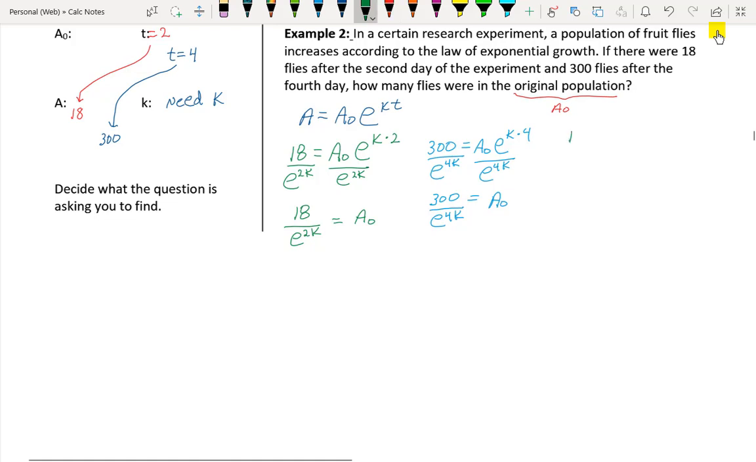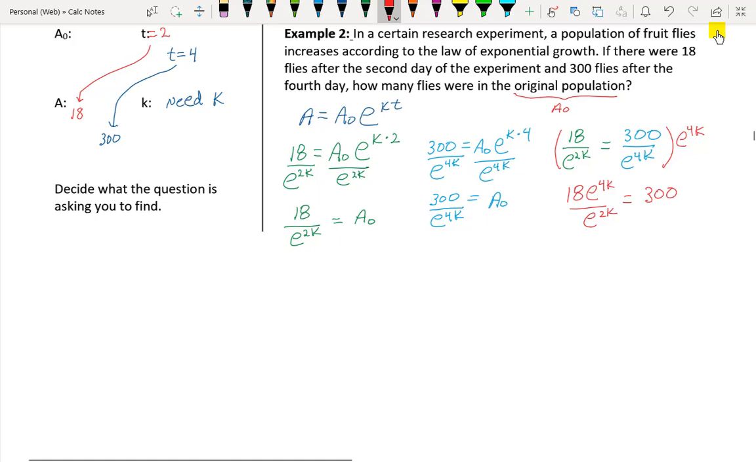So I'm going to take 18 over e to the 2k, and I'm going to set it equal to 300 over e to the 4k. Now, in order for me to solve for k, I've got to get the k's on one side, so I'm going to multiply both sides by e to the 4k. So that's going to give me 18 e to the 4k over e to the 2k equals 300. I can go ahead and divide both sides by 18.